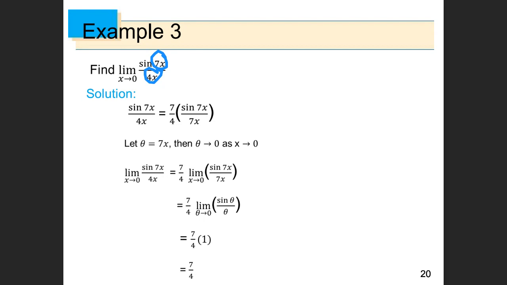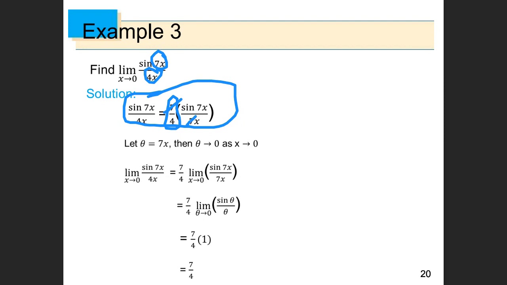First thing you need to do is try and balance out the numbers so that the special limit rules can apply. How do I balance it? I can come here at the bottom and say I want sine 7x over 7x, but how do I do that without changing the original function? I just multiply outside by 7 over 4. Why? Because 7 can still cancel with the 7 at the bottom. There we go, and I have my original function.